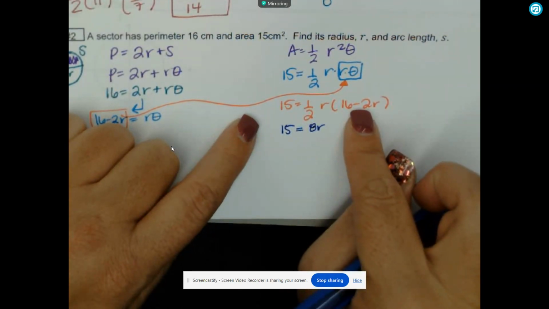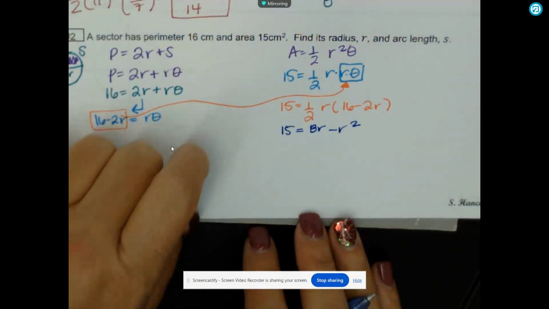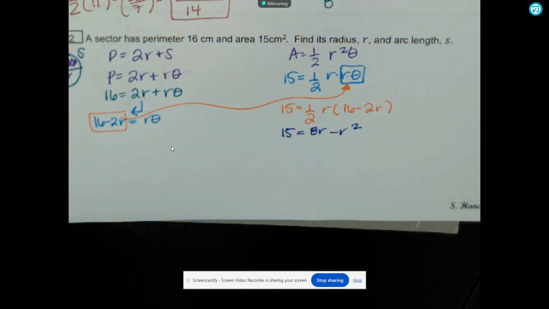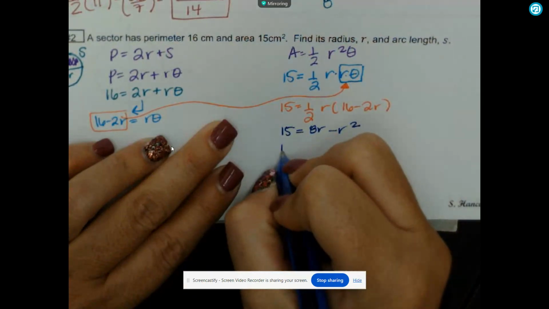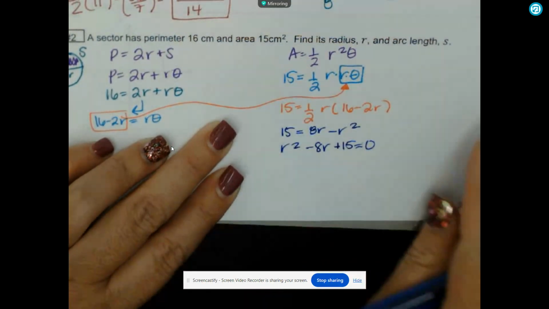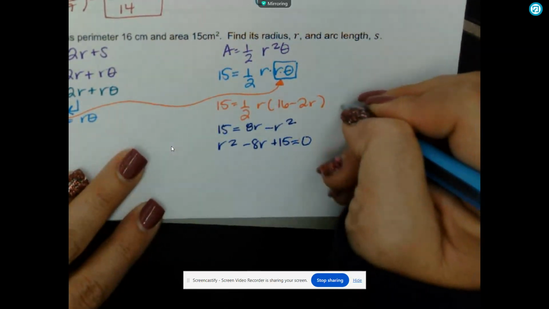And then half of 2? So minus R squared. Anytime we have a square or quadratic, we want that equal to, what do we want quadratics equal to? 0. So I'm just going to move everything over to the left. So that's going to be R squared minus 8R plus 15 equals 0. What am I going to do from here? Factor. If you need to draw it out, draw it out.